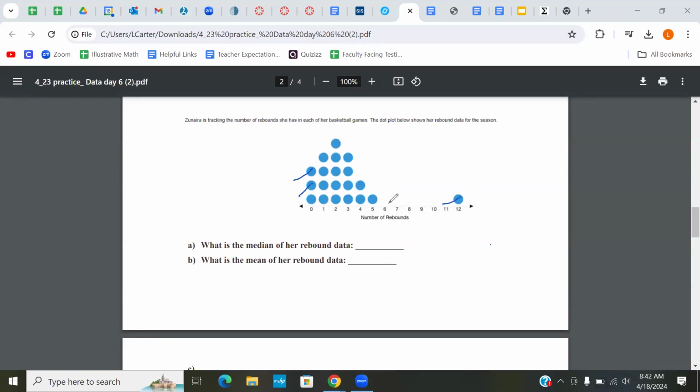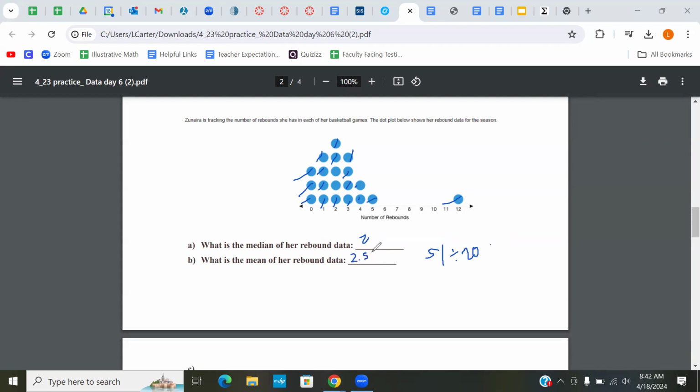When you're finding the median, you're just finding the middle number. So marking all these out till we get, so it's between there and there. So it's going to be 2. Now, the mean of her rebound data, when you add all of her rebounds up, you get 51. So 51 divided by 20 games. You get the sum of the data, then divide by how many there are. And that gives you 2.55.